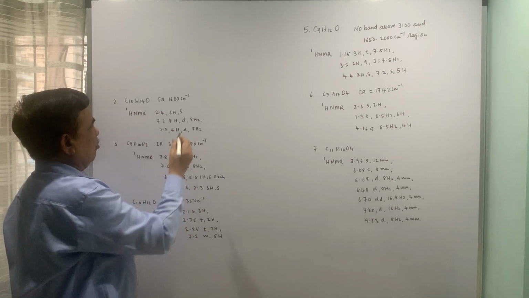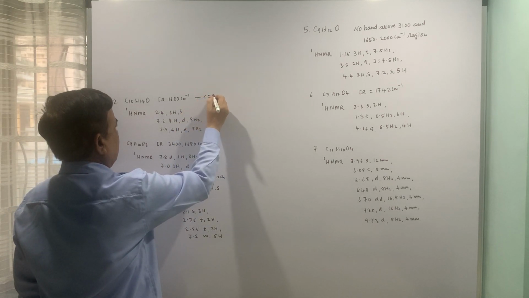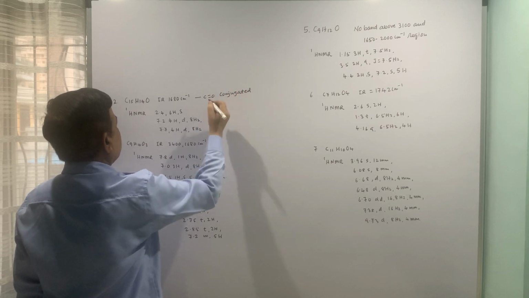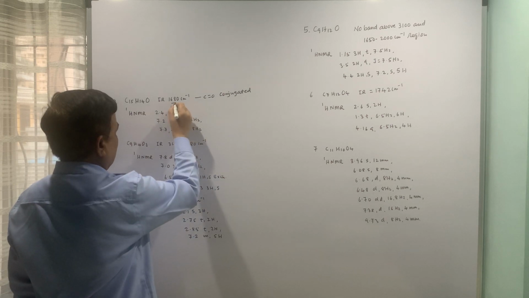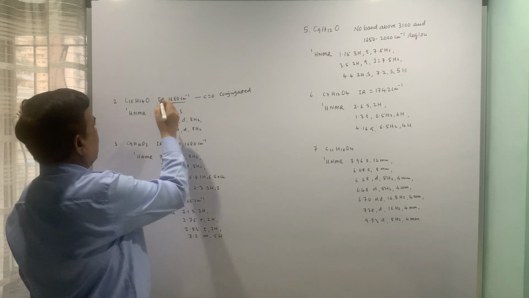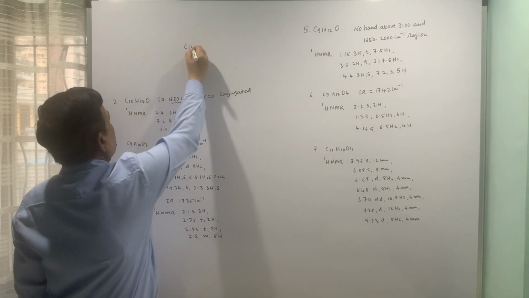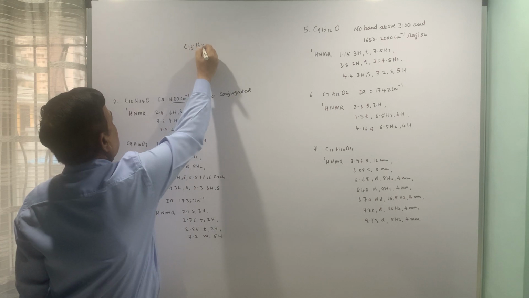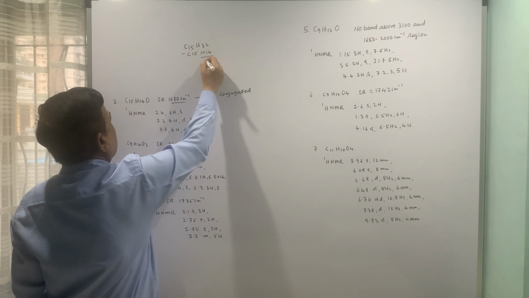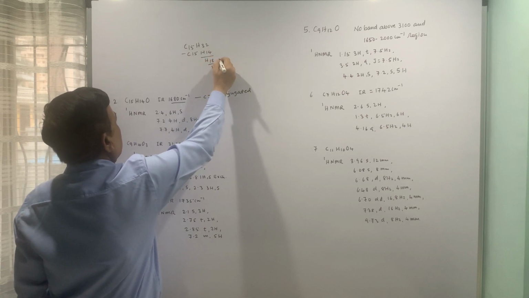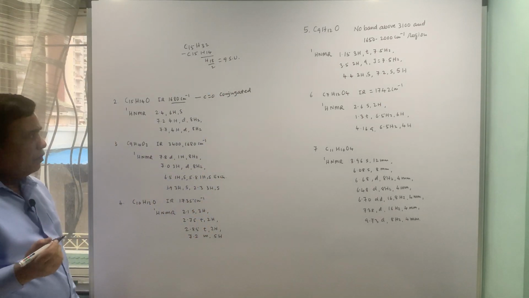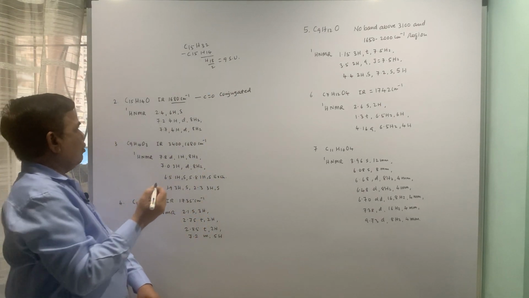C15H14O. This is probably the conjugated carbonyl because it is slightly deshielded or slightly low frequency than the normal carbonyl stretching frequency. C15H32 minus C15H14, 9 sites of unsaturation. So lot of unsaturation is there in the molecule.